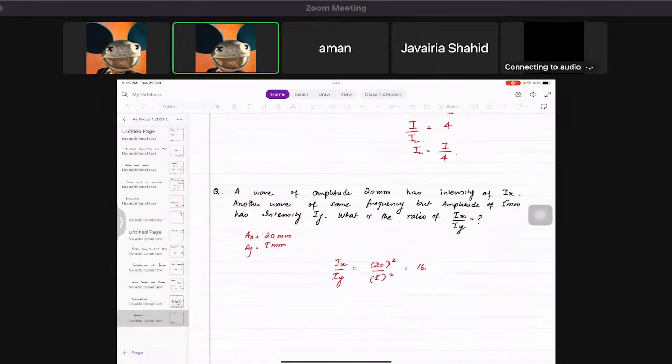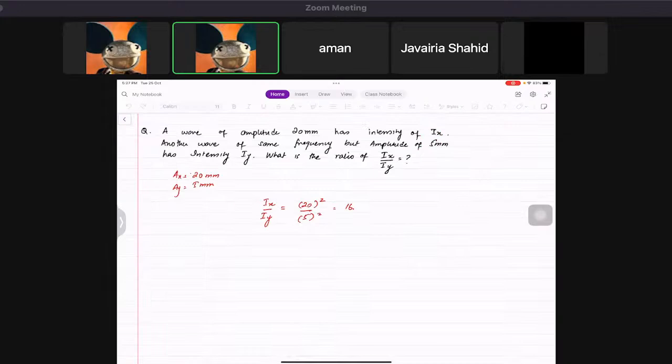Okay. So yesterday we did the different questions related to intensity. And today, I think it would be best if we start with Doppler's effect. So let's do that. Okay. So let's write the definition first.